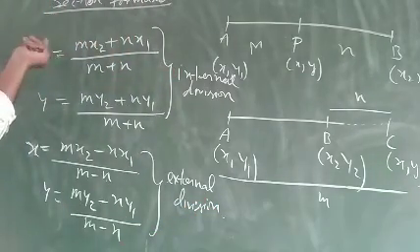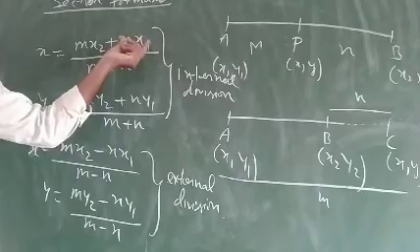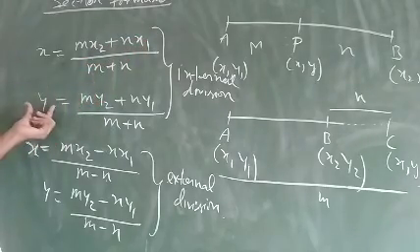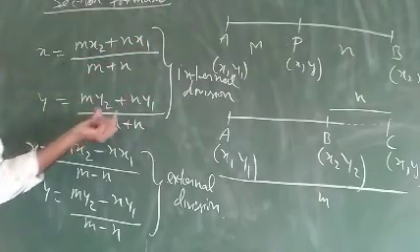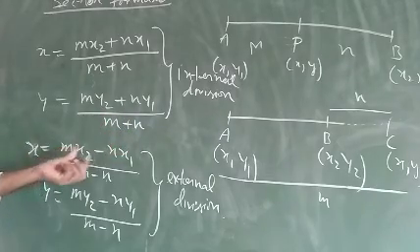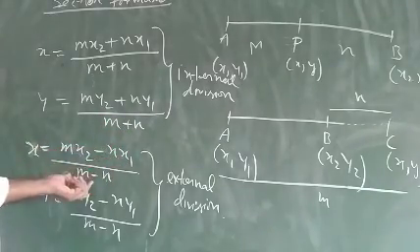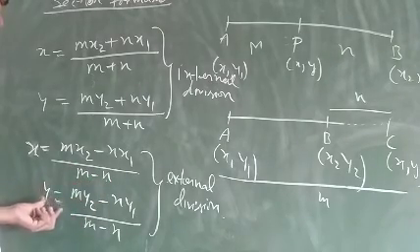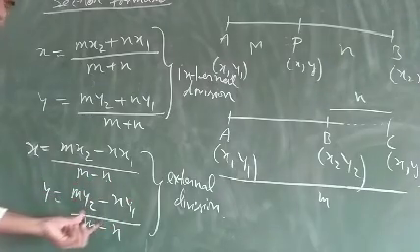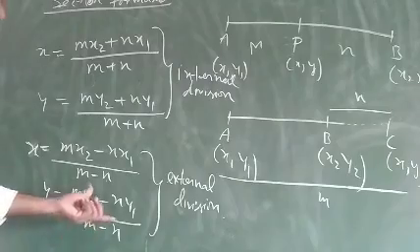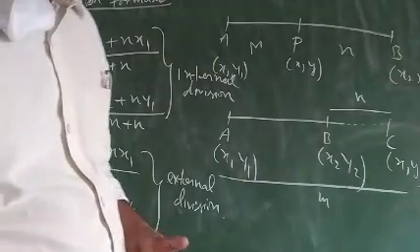For internal division, we have x equals (m x2 + n x1) upon (m + n), and y equals (m y2 + n y1) upon (m + n). For external division, we have x equals (m x2 - n x1) upon (m - n), and y equals (m y2 - n y1) upon (m - n). These are the parts of the section formula.